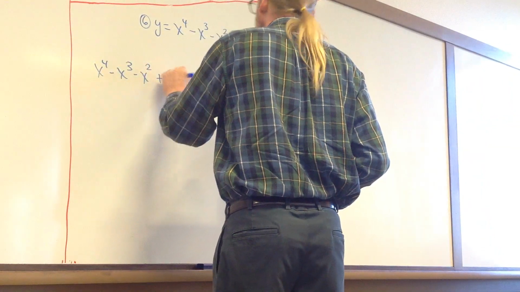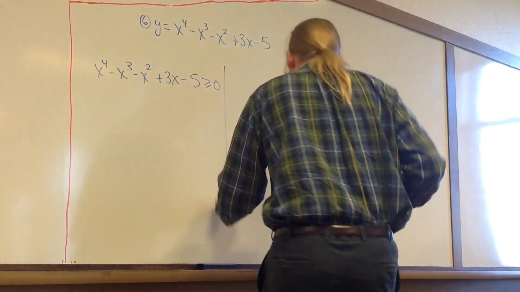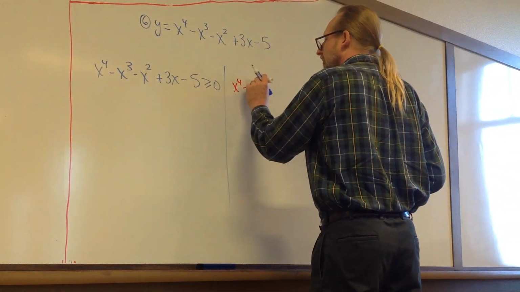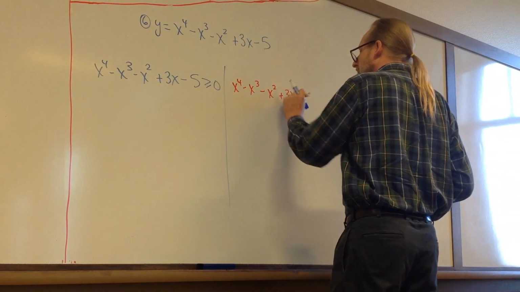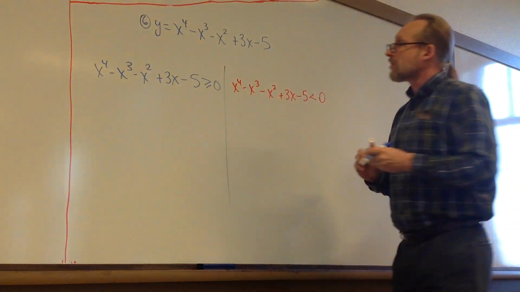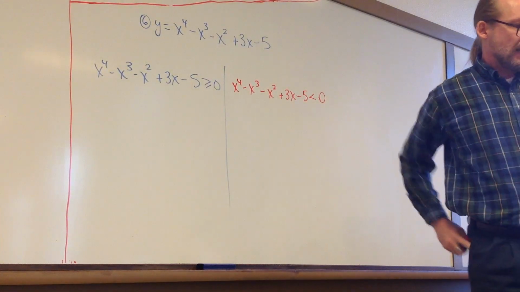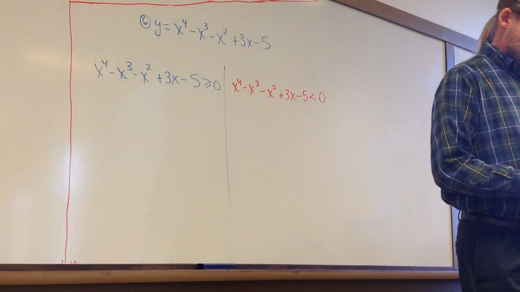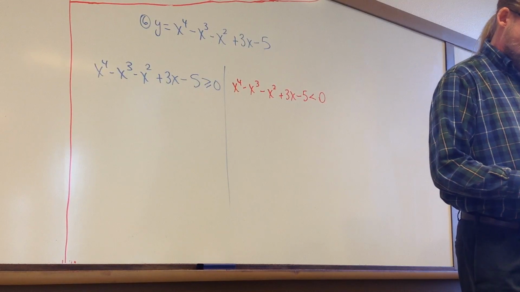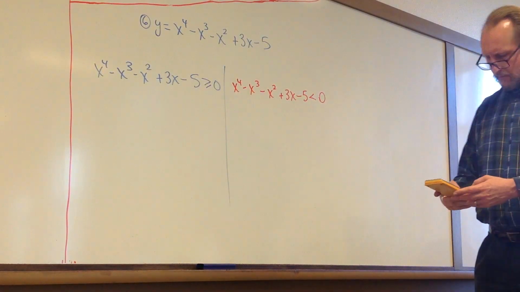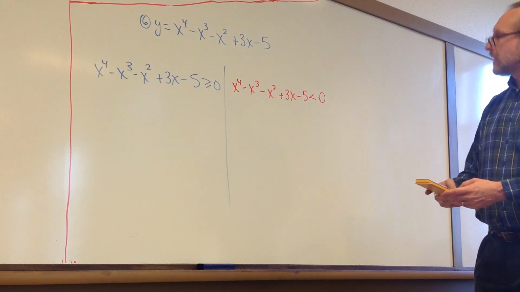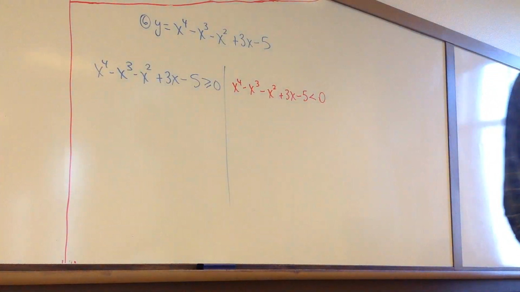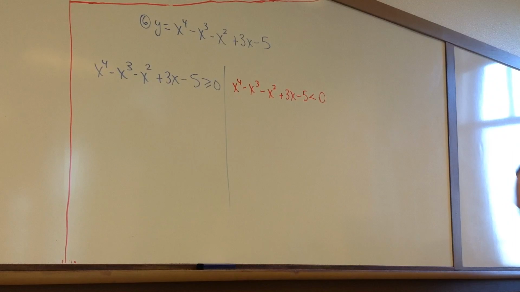Where is this greater than or equal to 0? And then also, where is this graph less than 0? Okay. Now let's take a look at the graph on here. Let's see here. X to the fourth minus x cubed minus x squared plus 3x minus 5. And we'll go back to the standard window and see what it looks like.